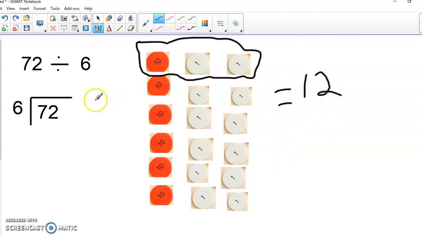Wow. So remember, if I'm going to do this in the short method, what I have done is: how many times will 6 go into 7? And I said it is just 1. And I had my ten that was the remainder, and I put it here. And I said, how many times will 6 go into 12? And it is 2. That's what I've just done.